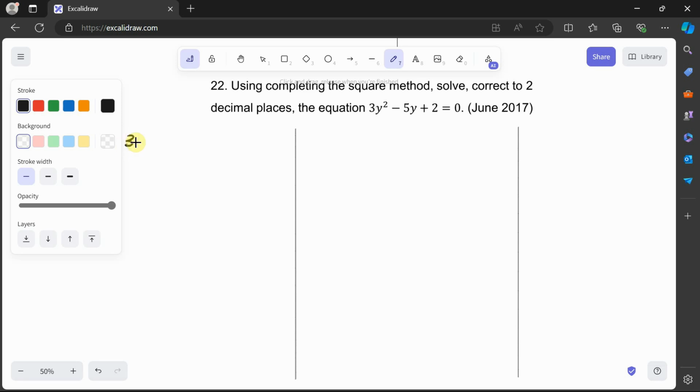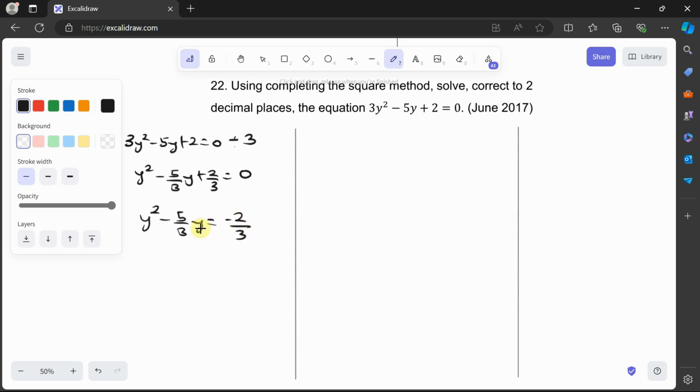So that will be 3y squared minus 5y plus 2 is equal to 0. I will divide this by 3. 3y squared divided by 3 will give me y squared. Minus 5y divided by 3 will give me minus 5 over 3 y. Then plus 2 divided by 3 will give me plus 2 over 3 is equal to 0 divided by 3, which is also 0. Next step, we said we will carry this whole number to the other side. That will be y squared minus 5 over 3 y is equal to minus 2 over 3.